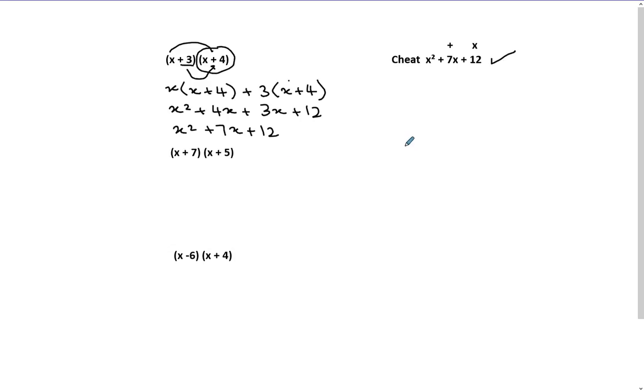Okay, let's cheat here. We know we're going to have x squared. You add your 7 and your 5, and you get plus 12x. You multiply your 7 and your 5, and you get 35. You expand it with rhythm. X times x plus 5 plus 7 times x plus 5.